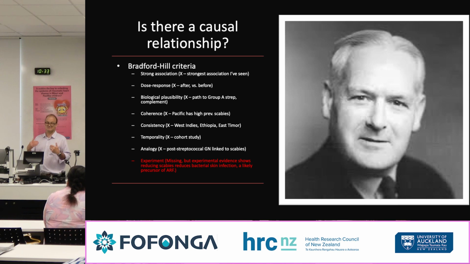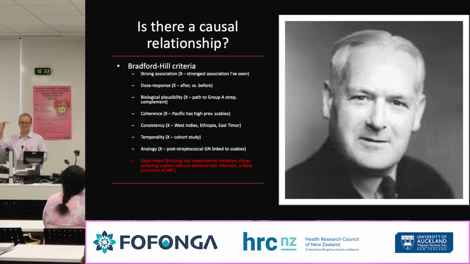There's a high prevalence in Australian Aboriginal groups. There's a high prevalence of rheumatic fever in those groups as well. Also in the Pacific, high prevalence of scabies, high prevalence of rheumatic fever. Is it consistent? Yes, we can see consistent studies from the ecological study that we showed. High prevalence of scabies, high prevalence of rheumatic fever. Temporality, we had a cohort study that separated the exposure and the outcome. Our Tongan studies are cross-sectional, so they don't have that.